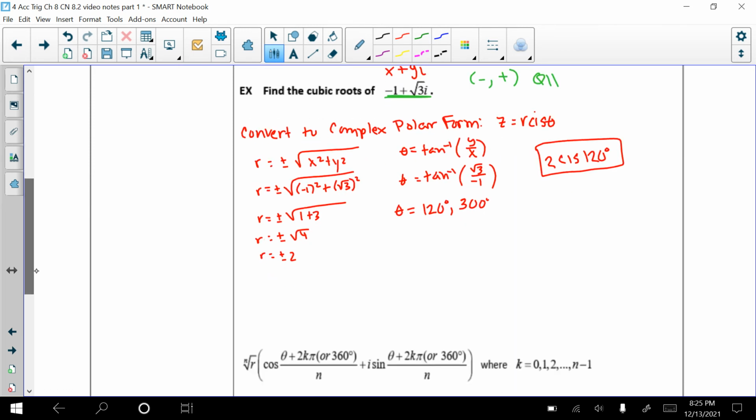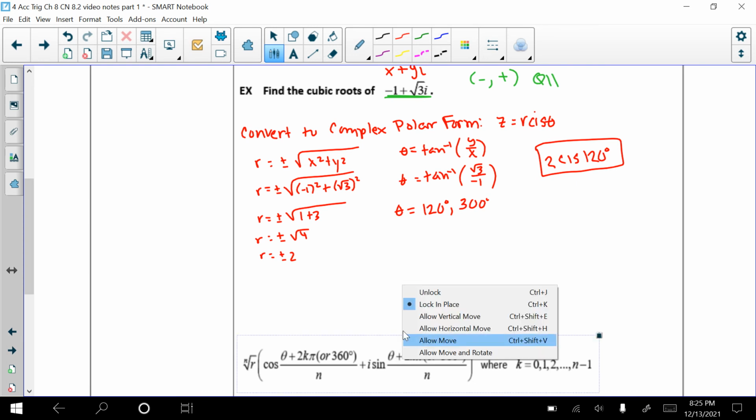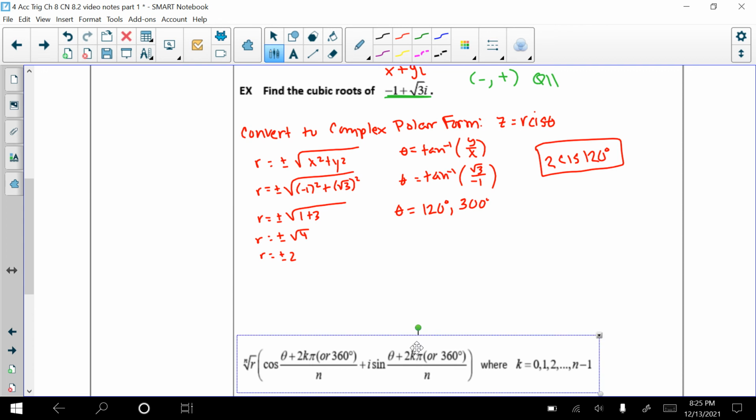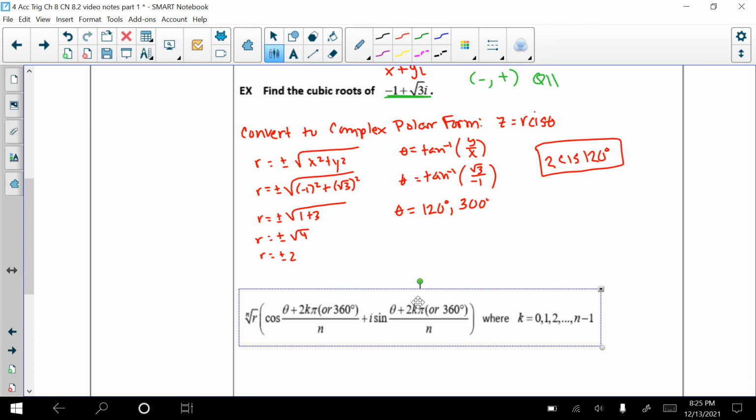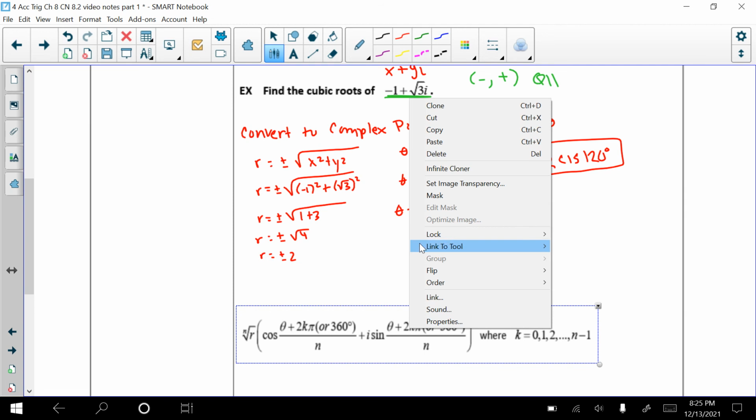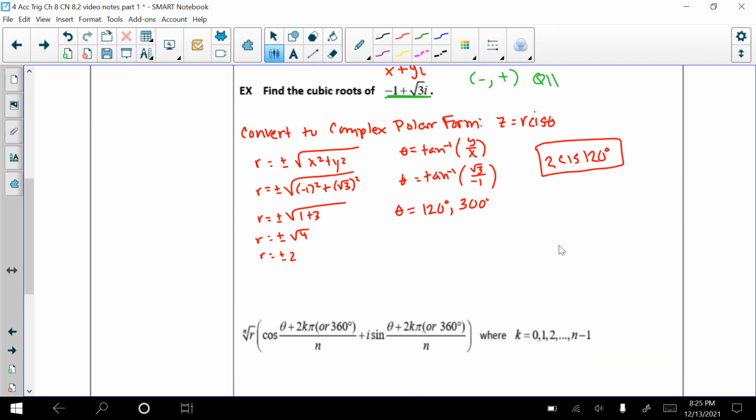Okay. All right. So next thing we are ready for, let me rearrange my work a little bit here. I've copied the formula, so we don't have to keep scrolling up and down. But the next stage in our process is to actually use our formula to find the nth roots.